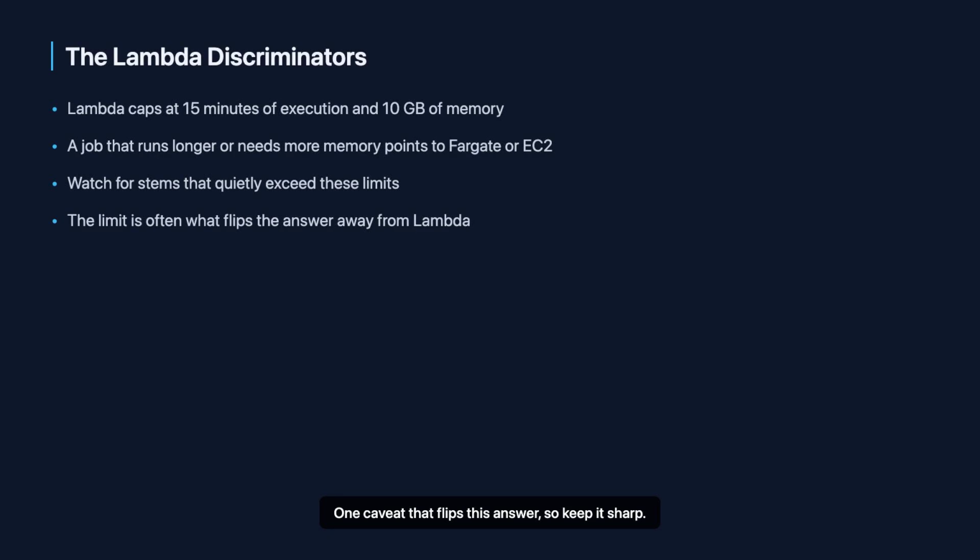One caveat that flips this answer, so keep it sharp. Lambda has hard ceilings, 15 minutes of execution and 10 gigabytes of memory per invocation. If a scenario describes a job that runs longer than 15 minutes or needs more memory than that, the answer is no longer Lambda, it's Fargate or EC2. Watch for stems that quietly exceed these limits, because that limit is often what moves the right answer away from Lambda.